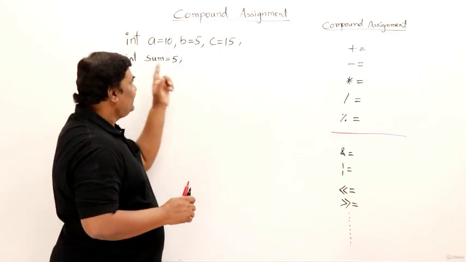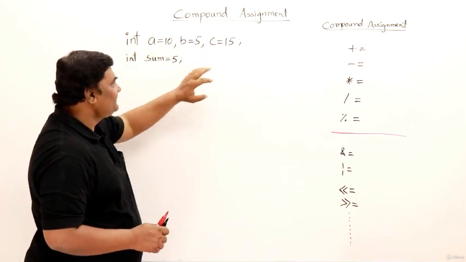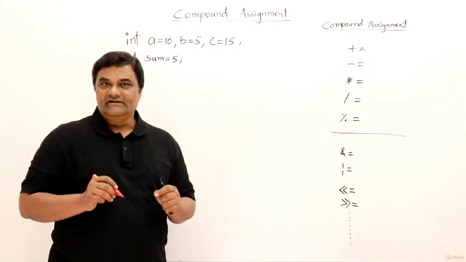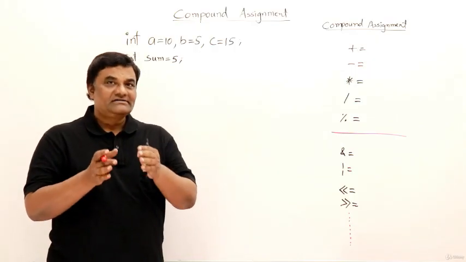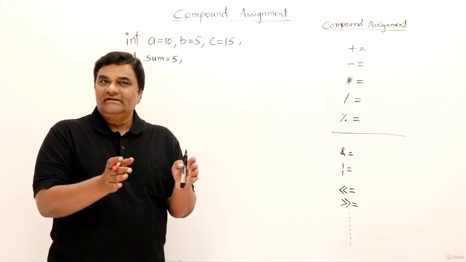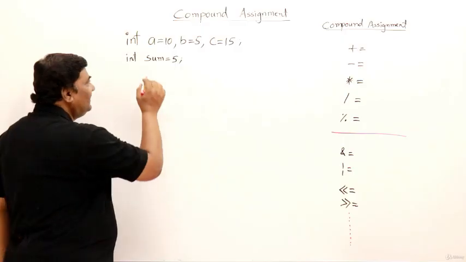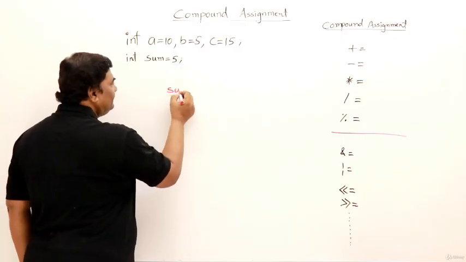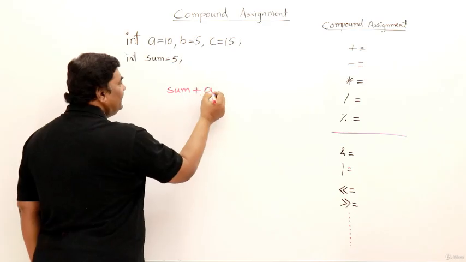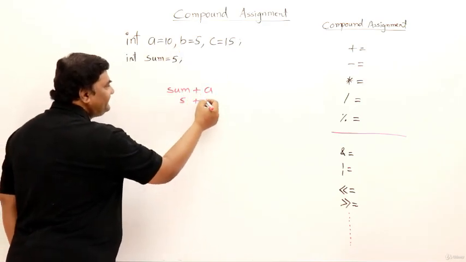For that I have taken one example here. I have some variables a, b, c which are having some values, and sum is also there which is having some value. Now the first thing, I want to add sum and a and store the result in sum itself. So let us see how I can do that. I want to add sum. Sum is how much? 5. Then a, how much is a? 10.